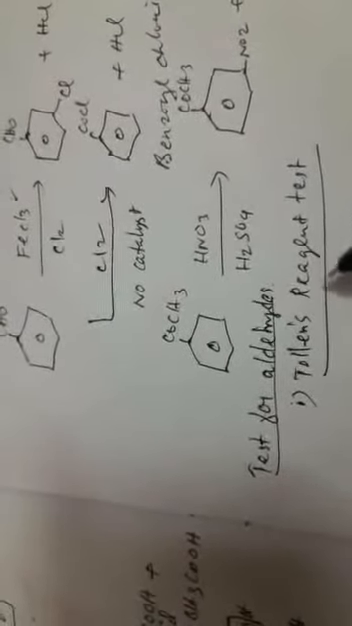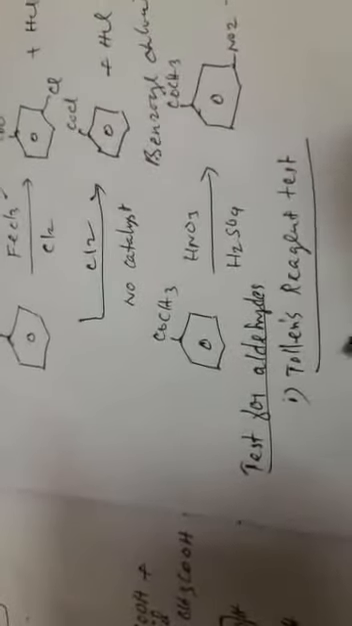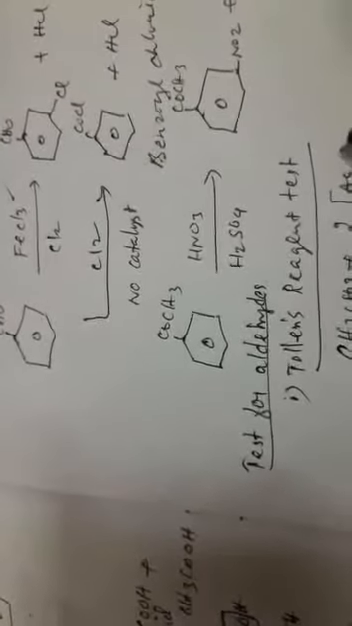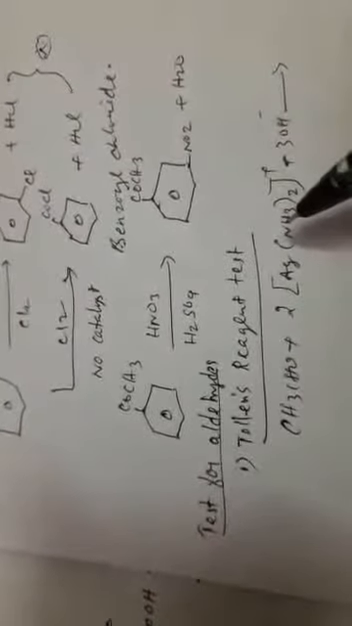Next, tests for aldehyde. First test, Tollens reagent test. Tollens reagent means ammoniacal silver nitrate solution. Acetaldehyde reacts with ammoniacal silver nitrate, which reacts with the base, also 3OH group. What happened? First, ammonia is released. How many ammonia? 2 twos are 4, so 4 ammonia will be released.